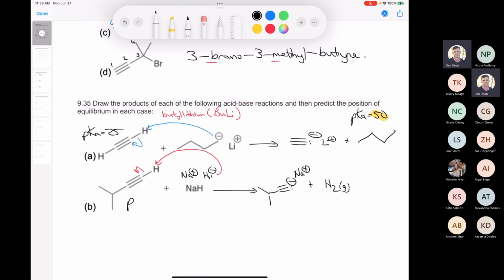But the pKa of the terminal hydrogen is 25, and the pKa of hydrogen is around 38. The equilibrium is going to lie to the side of the weaker acid, and therefore sodium hydride is very effective at deprotonating a terminal alkyne. So remember, this is called sodium hydride. All right. There we go.